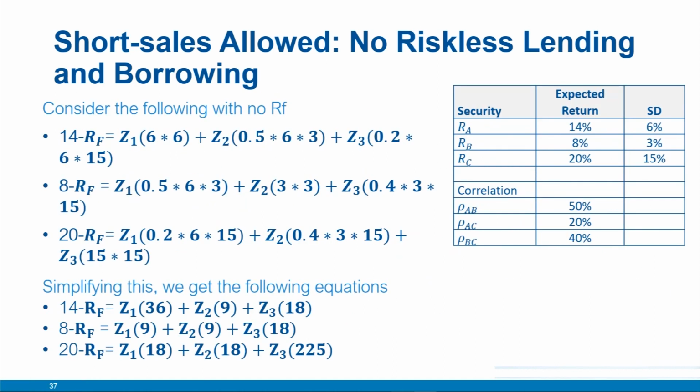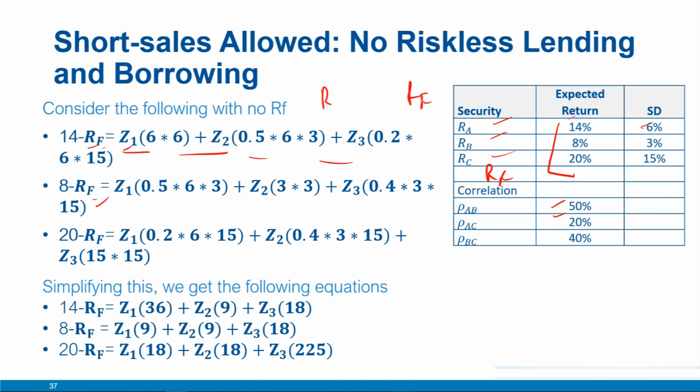Let's look at this in terms of numbers. In the previous example, we also used a value of RF to find the optimum dominating portfolio using the values of RA, RB, expected returns on securities A, B, C, standard deviations, and their correlations. We also had the information about RF and we could solve for these Zi's. But let's assume that RF is not there, there's no riskless rate. Then we can obtain these Z1, Z2, Z3 as a function of RF.